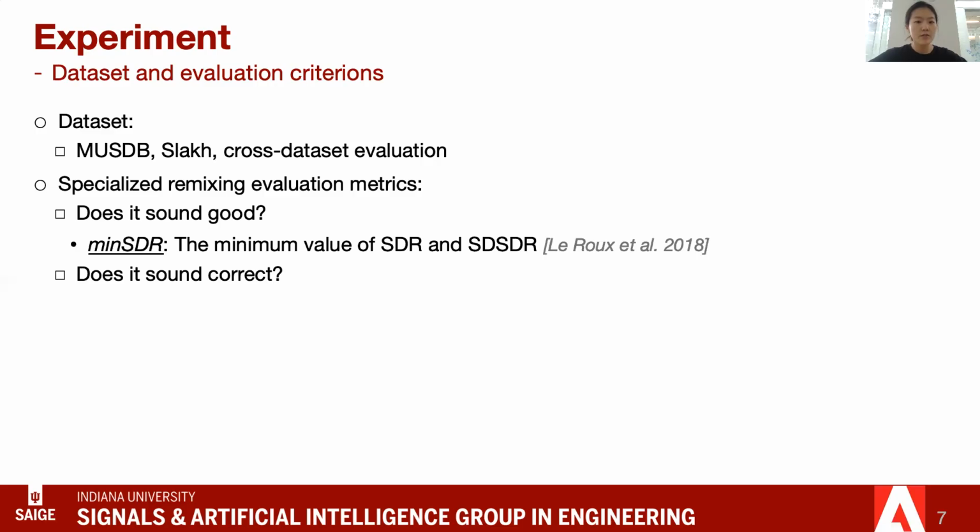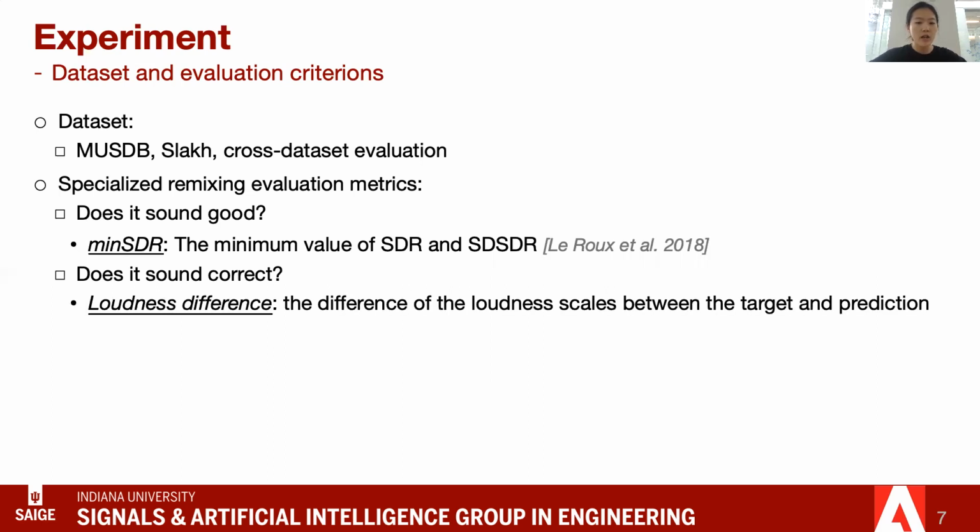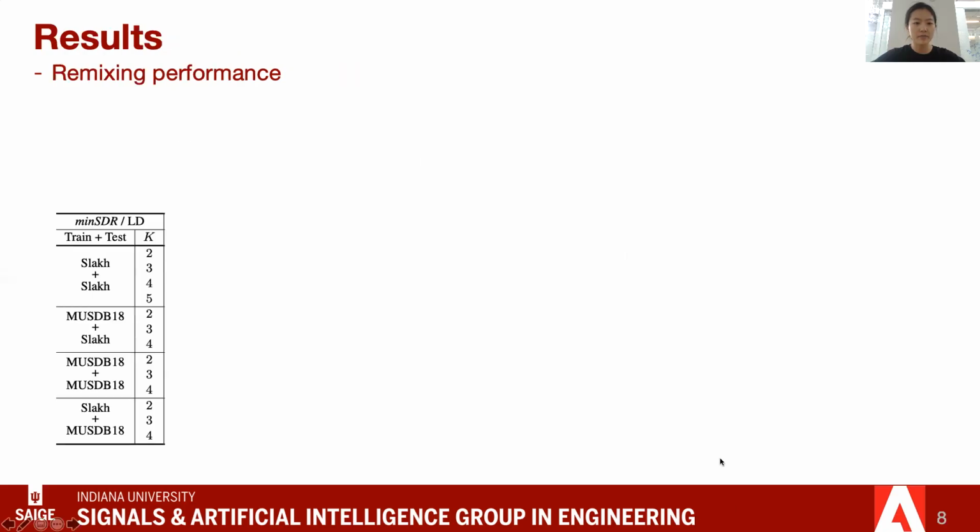Firstly, we use mean SDR to measure the reconstruction quality. Mean SDR here represents the minimum value of SDR and SI-SDR. It is suggested by Le Roux in the paper "SDR, half-baked or well done?" as a more accurate way of reporting the reconstruction quality under the consideration of source scales. Also, we have loudness difference to measure the difference of the loudness scales between the target and the prediction. This number tells you whether the output remix truly reflects the desired remixing scales, and we want this number to be as small as possible.